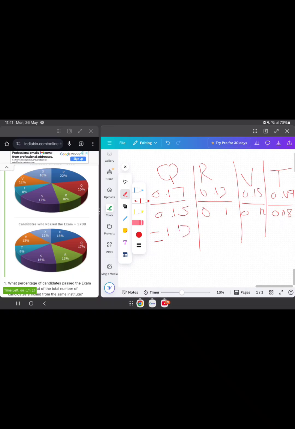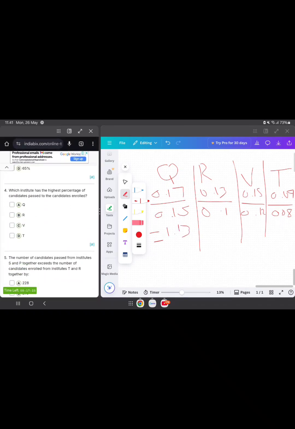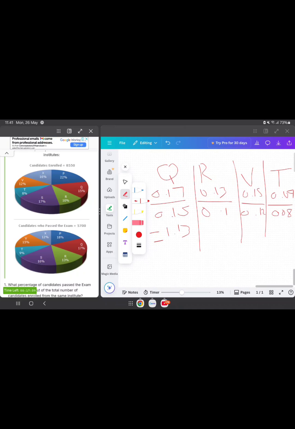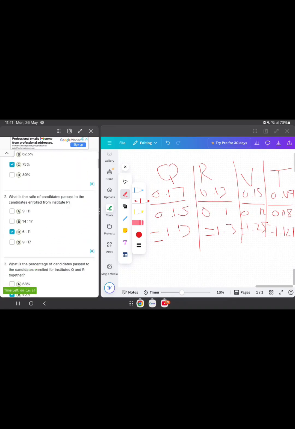Got 1.13. Okay, so let me just check the question just to make sure that I'm answering it correctly. Percentage of candidates who passed to the ones who enrolled. Okay, and then for R it's 0.13 divided by 0.1, which gives us 1.3. Then for V it's 0.15 divided by 0.12, gives us 1.25. And then for T 0.09 divided by 0.08, which is 1.125. So far the biggest number is for R, which is 1.3, and so our answer is R.